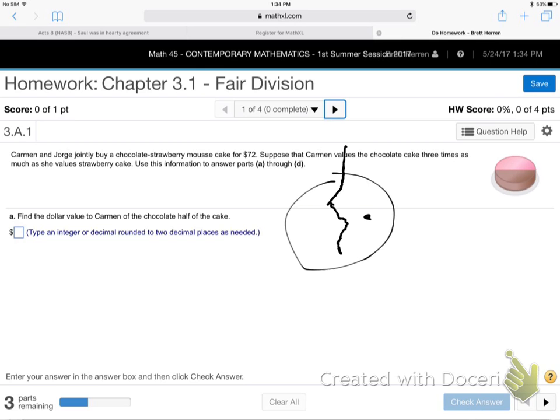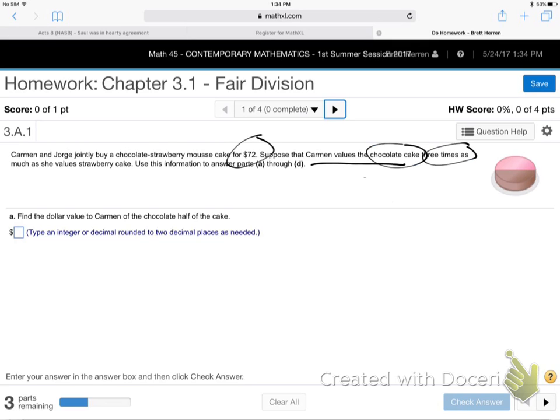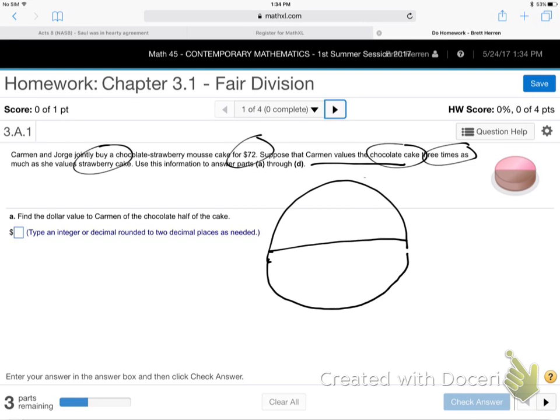All right, so let's take a look here at the cake problem. It has to do, first off, with how people value things. Different people value different things differently. So the cakes were $72. Carmen likes chocolate 3 times as much as strawberry. That's pretty much how I feel too. I'm going to put the chocolate here and strawberry here. Use this information to do your thing on the problem.